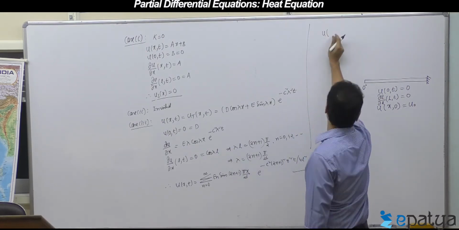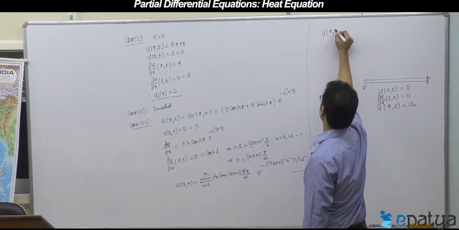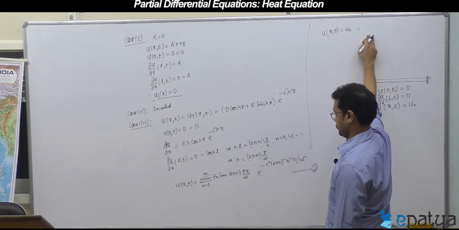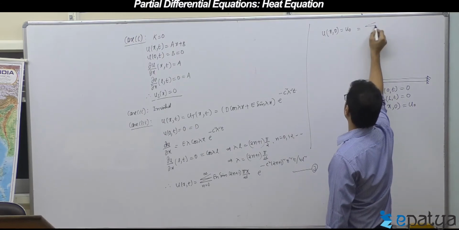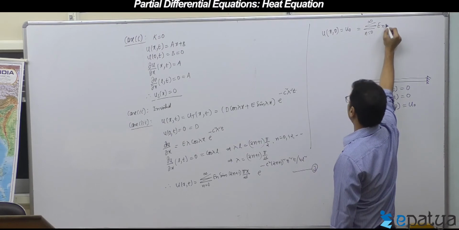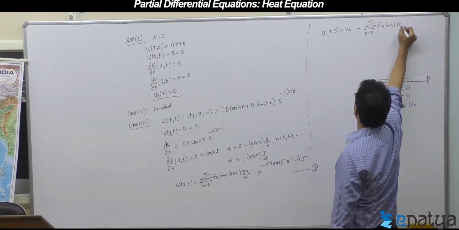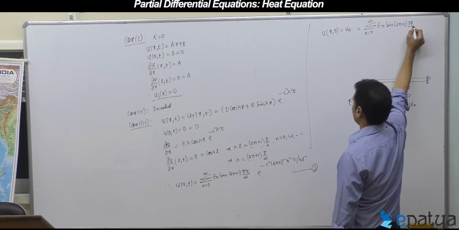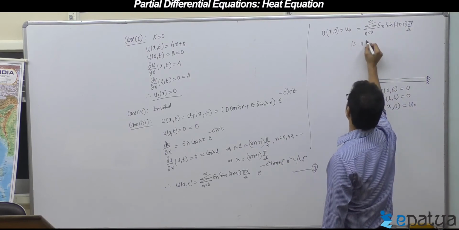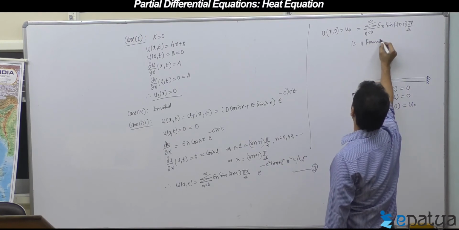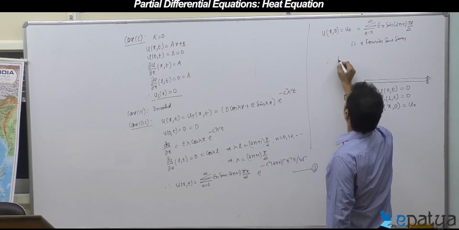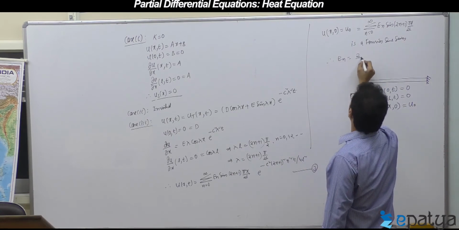u of x comma 0 is equal to sigma n from 0 to infinity, En sin (2n plus 1) pi x by 2L.